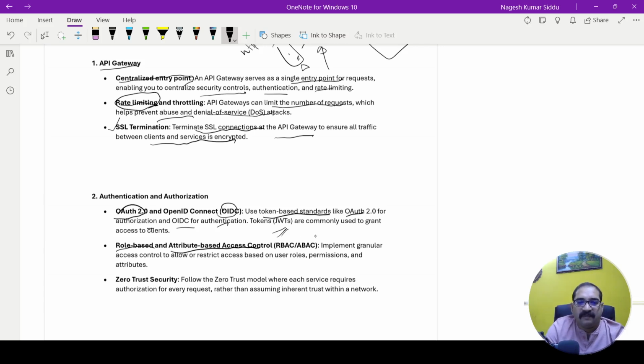So this way we will provide granular access. That means we don't provide entire access to everybody. We will control access to some people with some privileges and some permissions to have access to the services. The other one is zero trust security.